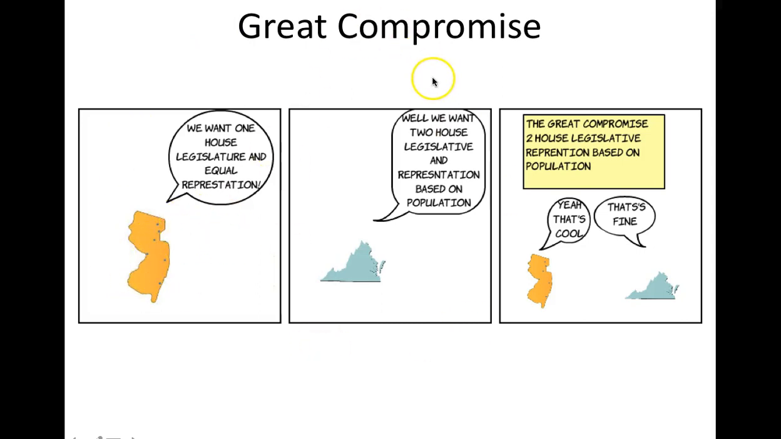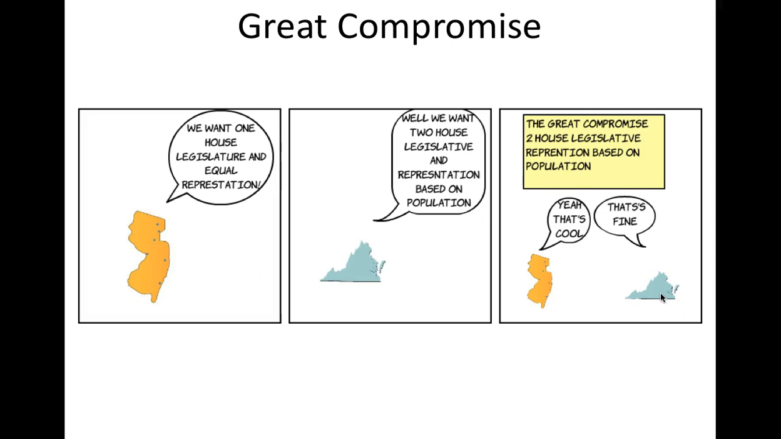So what they came up with was this thing called the Great Compromise. And the Great Compromise said that we have 2 houses, a Senate and a House. The Senate has equal representation, so that's the New Jersey plan, the small states plan, equal representation. And then the House of Representatives matches the large state plan, the Virginia plan, and has representation based on population.